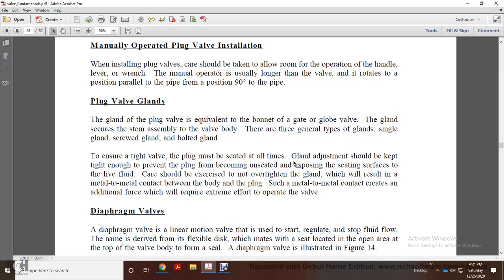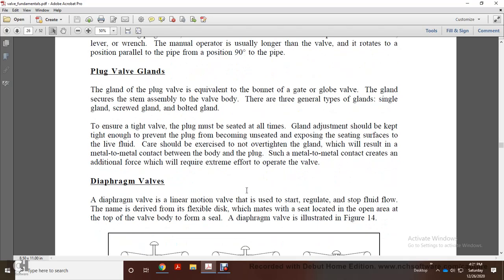Gland adjustment should be kept tight enough to prevent the plug from being unseated, exposing the seating surface to the live fluid. Care should be exercised not to over-tighten the gland, which results in metal-to-metal contact between the body and the plug. The stress of the metal-to-metal contact creates additional force, requiring extreme effort to operate the valve. The diaphragm valve.